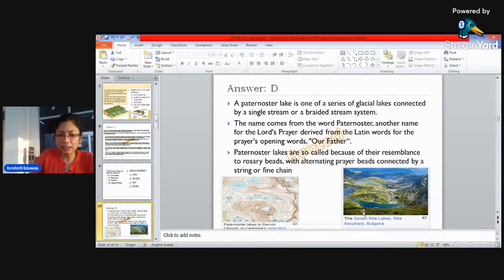So a paternoster lake is, as you can see over here, that here there is one lake, then over here another, then here another, then here another. There are various barricades over here. So here there is one body of water, then there is a barricade, then there is another body of water, then there is a barricade, then there is another body of water. So there are various bodies of water. So what is a Paternoster Lake? It is a series of glacial lakes connected by a single stream or a braided stream system.